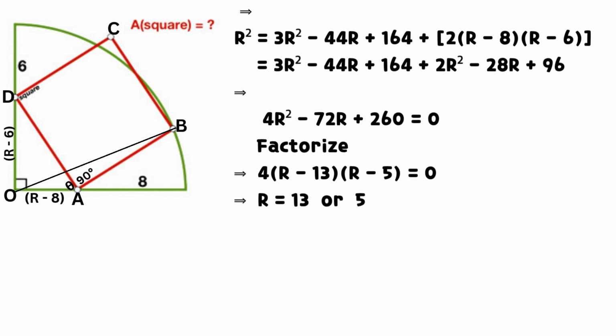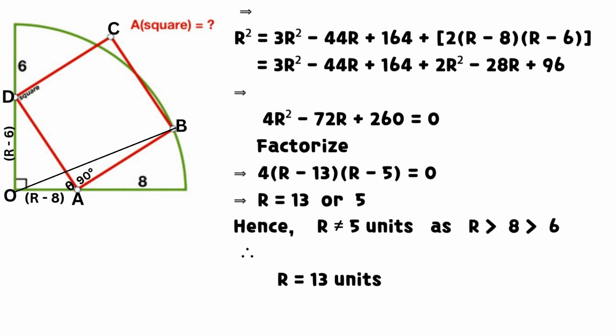Equate each factor to 0 and solve for R. Hence, R equals 13 or 5. R is not equal to 5 units. From the given figure, R is greater than 8, which is greater than 6. Therefore, R equals 13 units.